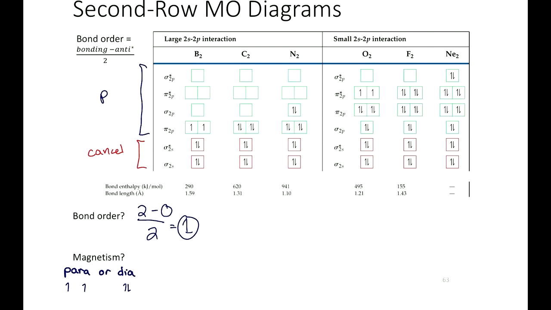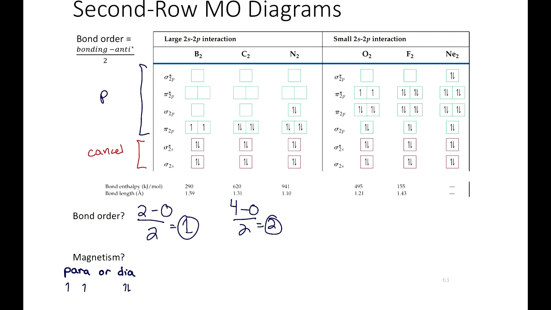So let's move on to diatomic carbon. Do you want to ignore these s electrons? Yeah, let's just ignore them because it's bonding, anti-bonding, they cancel. So now, how many bonding electrons are there in diatomic carbon? 4. How many anti? 0. Divide by 2. So we see a bond order of 2.